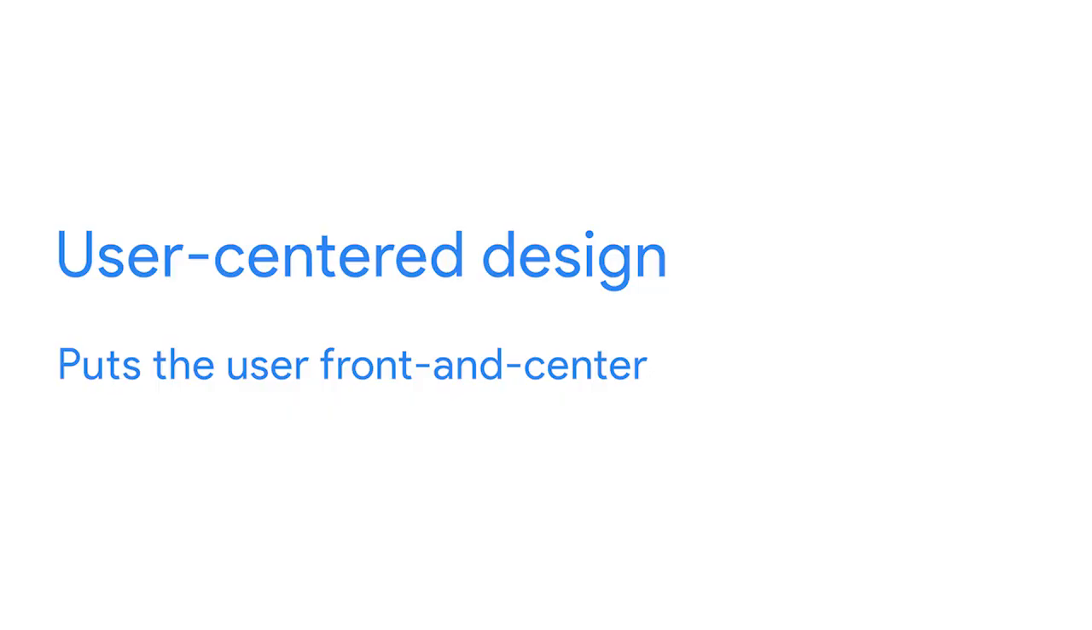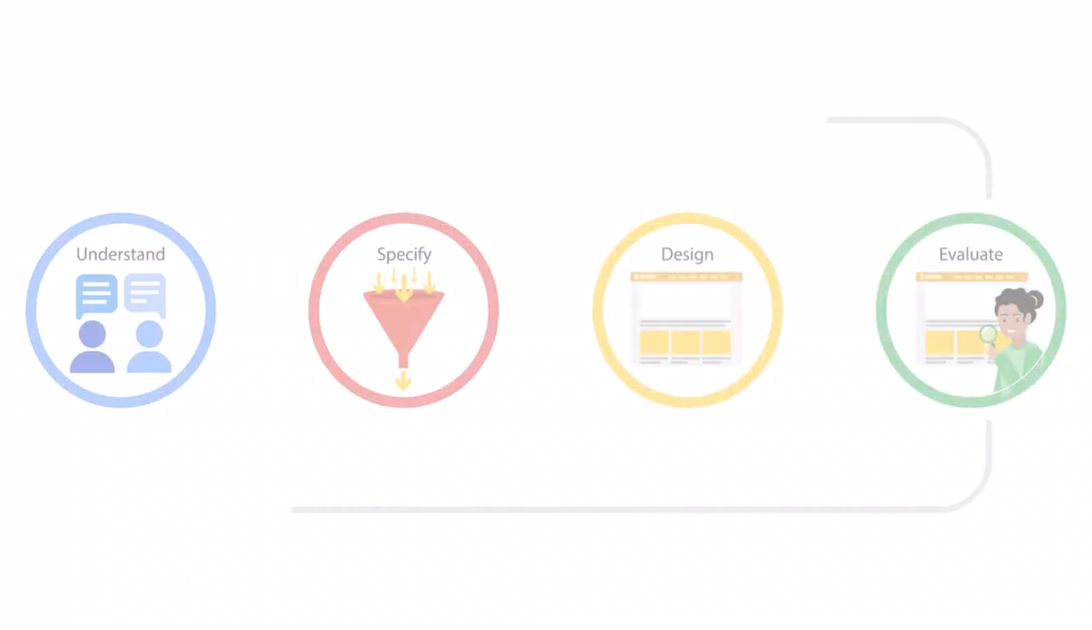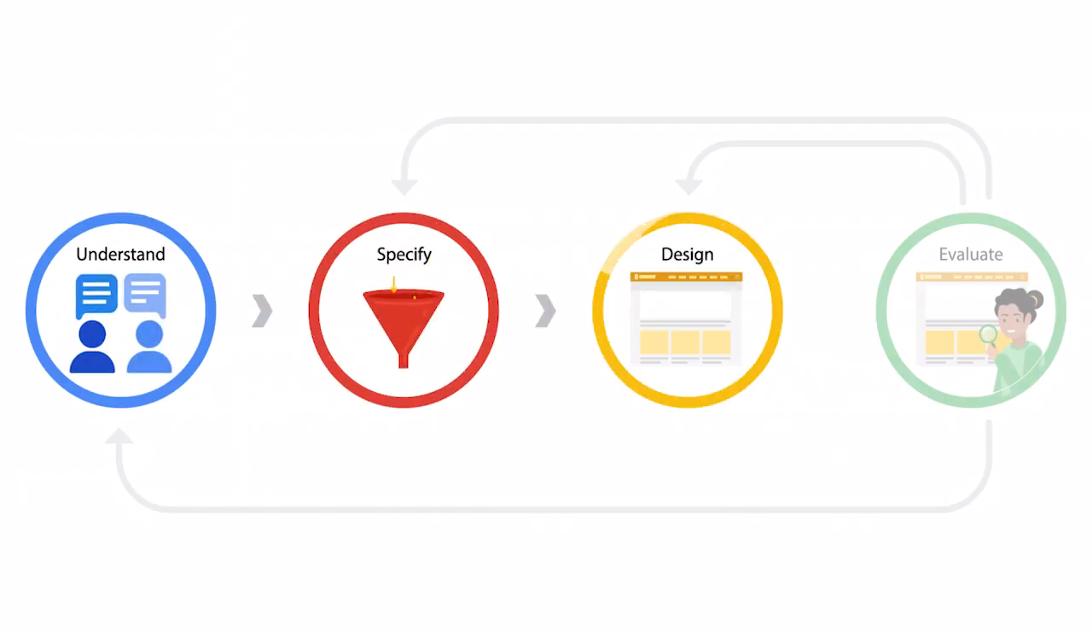User-centered design puts the user front and center. Focusing on the user means considering their story, emotions, and the insights you've gathered about them. To keep our focus on the user, the user-centered design process has 4 steps: understand, specify, design, and evaluate. Following this framework helps us build products people actually want to use.